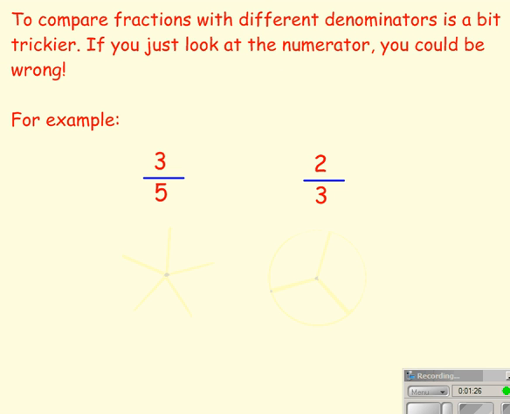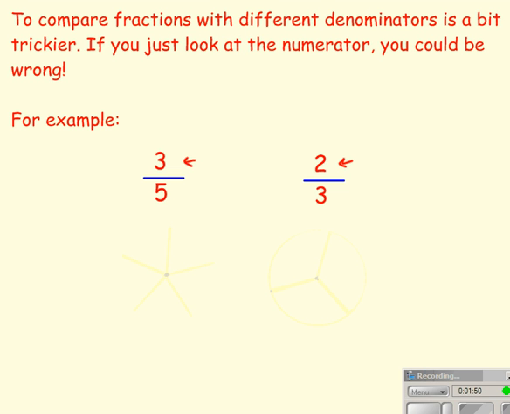When it gets to be fractions of different denominators, it's a bit trickier. If you just look at the numerator, you could be wrong. So for example, if we look at 3/5 versus 2/3 and we only look at the numerator, we are going to assume that 3/5 is larger because 3 is larger than 2. Our numerator here is larger than our numerator here.